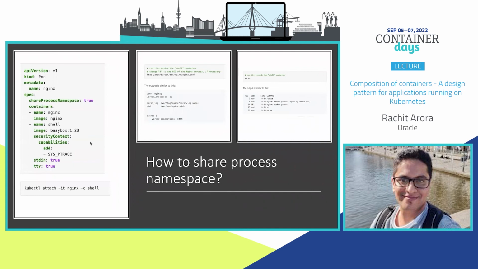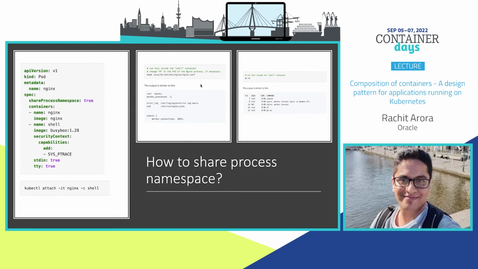So this is an example. For example, I have two containers. Nginx is my primary, and a shell access container I am creating, where I've just added a security context and an ability to my shell container and not to my Nginx container. Nginx container is not running with this ability. And when I start this process, it brings up these two containers, and I can log into my shell container.